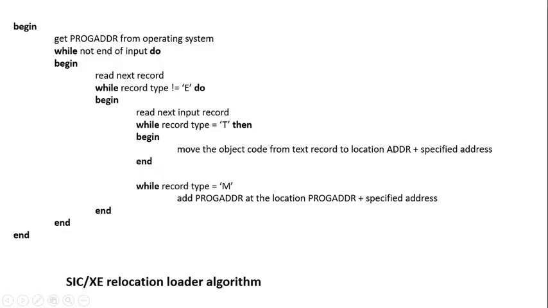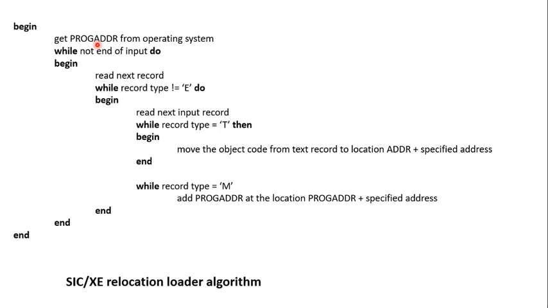Till now we saw the procedure. Now let's see the algorithm. How does the relocation loader work for SIC and also SIC/XE? So first let us take up SIC. If you see this, first you should get the starting address from the operating system, and that starting address I am calling here the program address. This program address is the starting address from where the loading has to begin in the main memory.